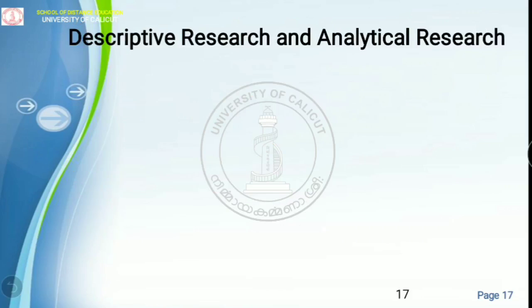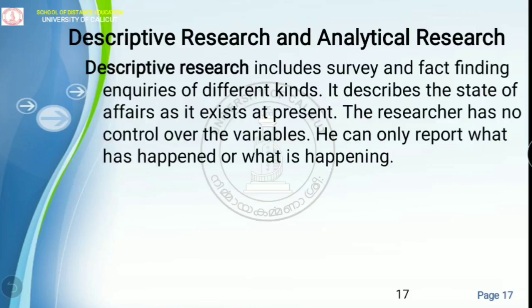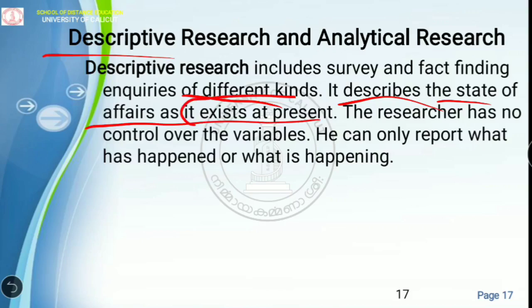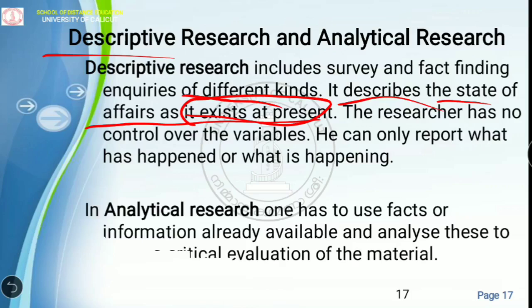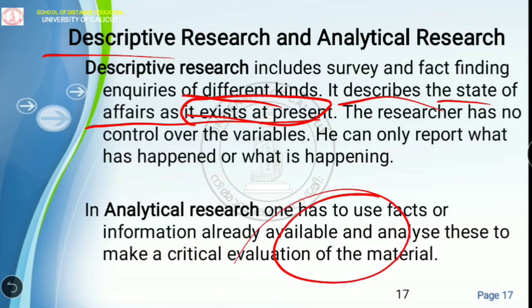Next, descriptive and analytical research. Descriptive research includes survey and fact finding inquiries of different kinds. It describes the state of affairs, what is existing at present. What exists at present is the question to be solved through descriptive research. But in analytical research, one has to use facts or information already available and analyze these to make a critical evaluation of the material. So we analyze the already available facts.